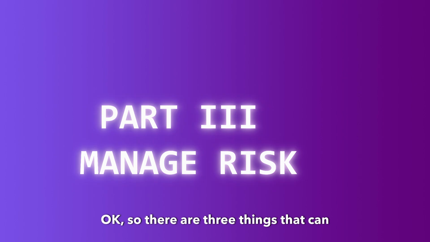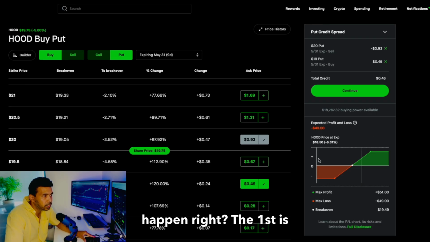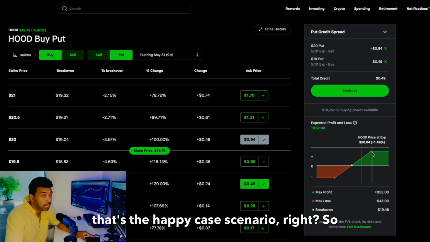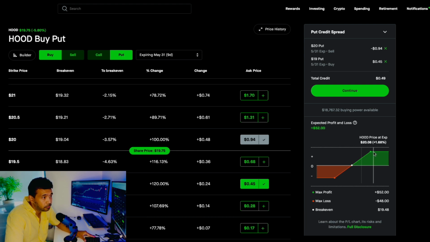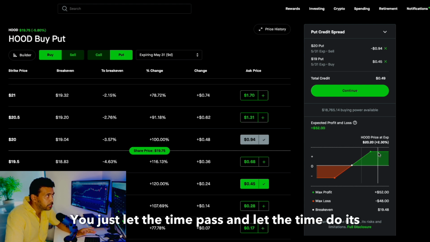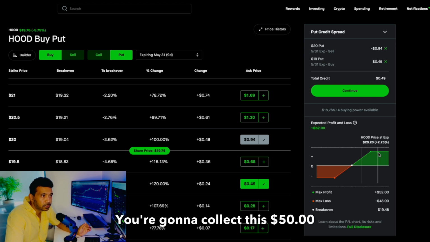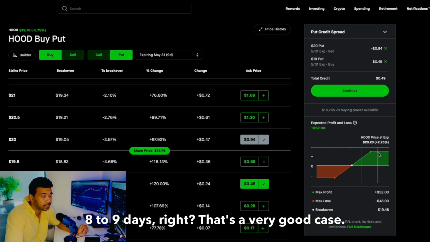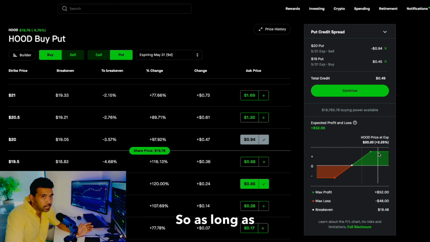Okay, so there are three things that can happen. The first is everything is good, Robinhood really stays above 20, and that's the happy case scenario. If Robinhood closes above 20, there's nothing you have to do. You just let time do its work. You're going to collect this $50, and you basically made 50% on your money in just about 8 to 9 days. That's a very good case, as long as Robinhood stays above 20.